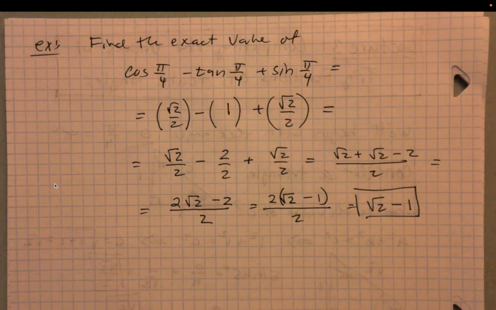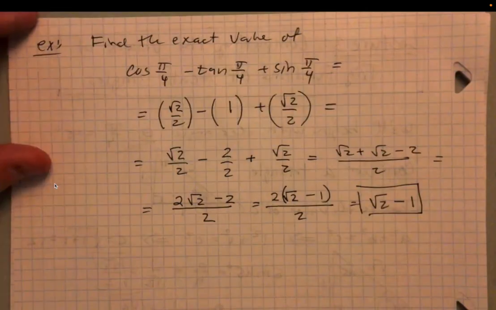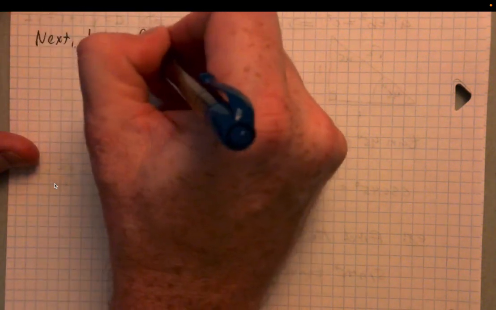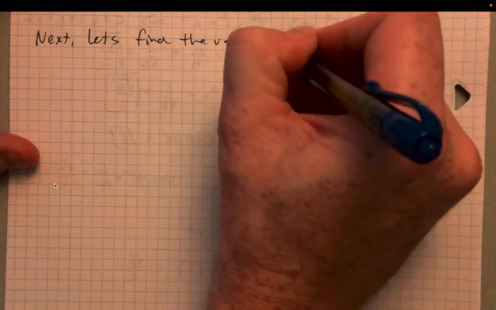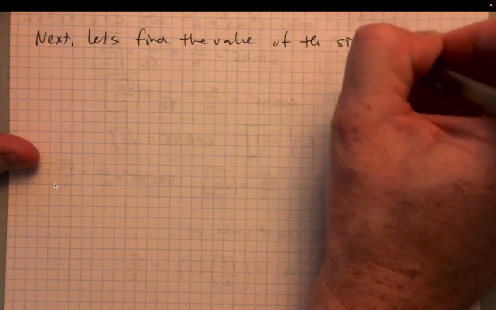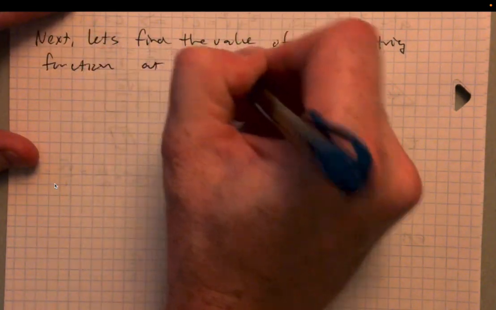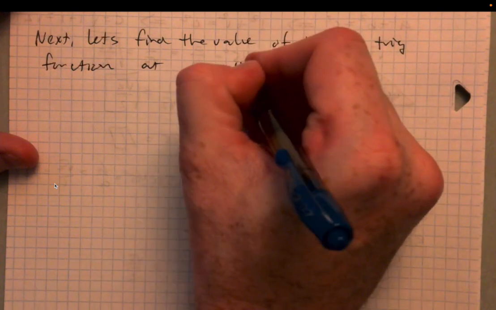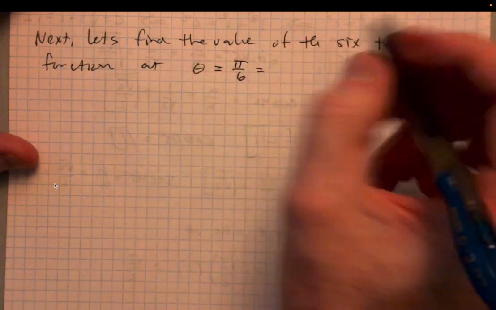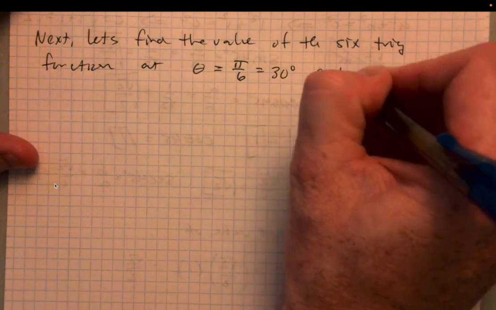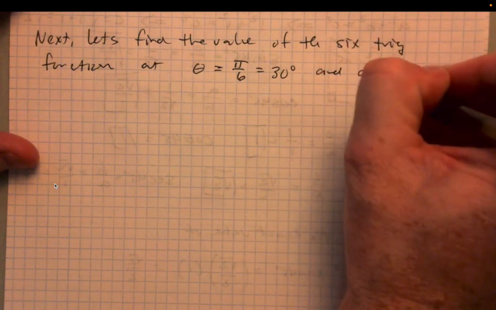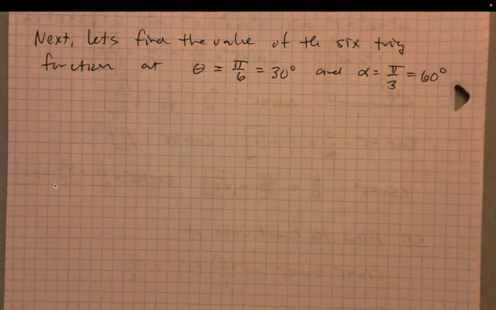Okay. All right, so next we want to do the same kind of exercise, but now we're interested in different angles. So next let's find the value of the 6 trig functions at theta equals pi over 6, which is 30 degrees, and also alpha equals pi over 3, which is 60 degrees. So 30 degrees and 60 degrees.